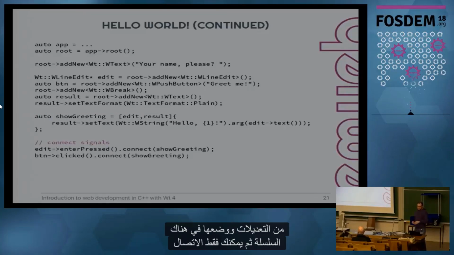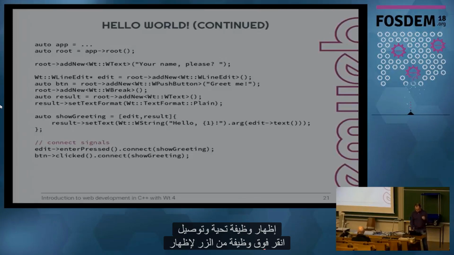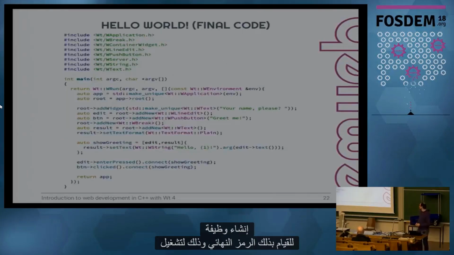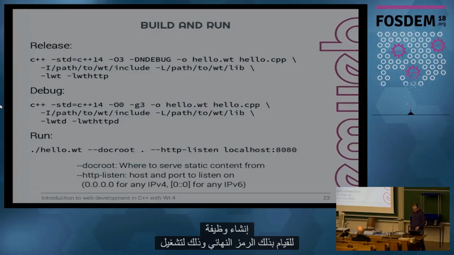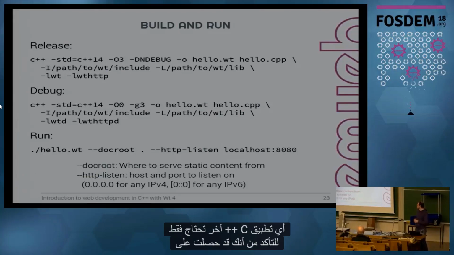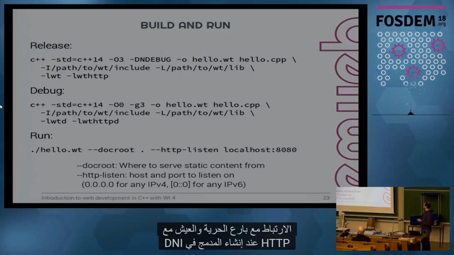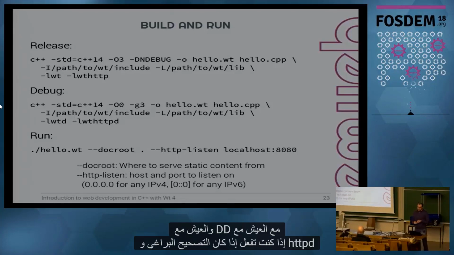And then you can just connect up the signals, so you connect the enter press signal of the edit to the show greeting function and connect the clicked signal of the button to the show greeting function too. So that's the final code. To build and run it, you do it like any other C++ application. You just need to make sure that you've got your includes and your libs right, and you link with libwitty and libwitty HTTP when you're building a release build, and with libwittyd and libwitty HTTP d if you're doing a debug build.